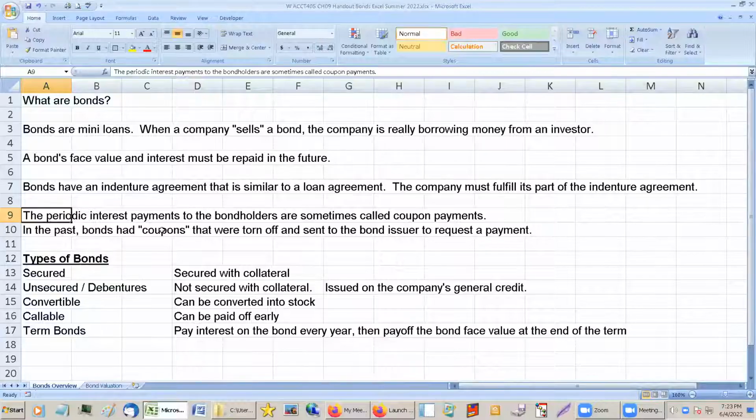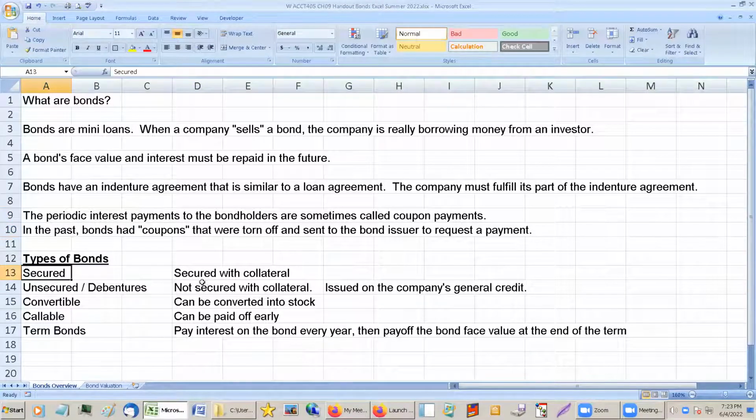And if you watch old movies, sometimes they'll talk about, oh, she's up there clipping coupons. What that means is, it's a very wealthy person. They don't have to work. All they have to do is clip coupons and money comes in. So it's kind of a carryover from that, they call them coupon rates.